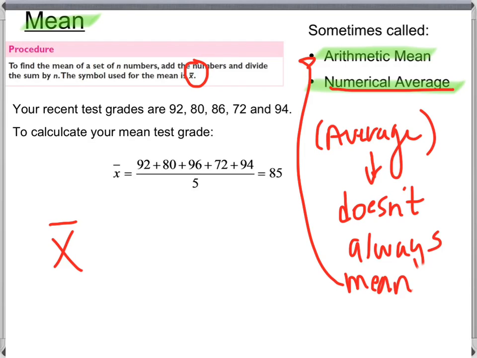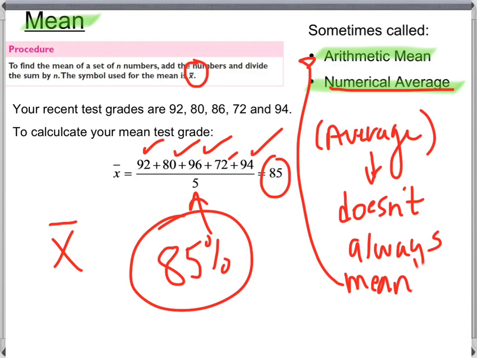So let's say your recent test scores are 92, 80, 86, 72, and 84, and you would like to calculate your mean test score. So X bar is equal to, and what you do is you sum all of your data points up, and then you divide by the number of data points you have. So there's 1, 2, 3, 4, 5 that you had, and you had 85. So your average test score is an 85%. I'm assuming that it's a percent, but they didn't really tell us it was a percent, but I'm assuming that it's out of 100.